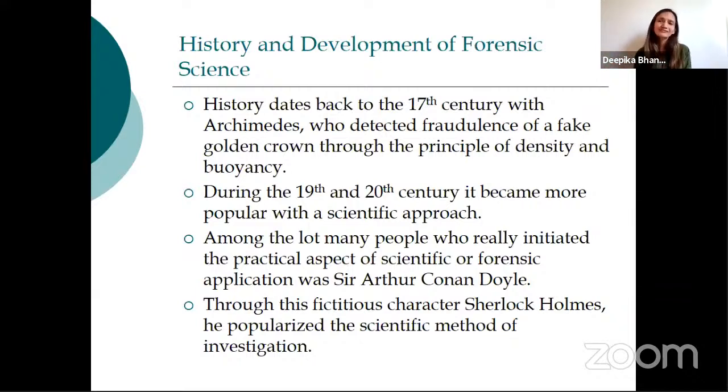So when we talk about need and scope, when do we come to know about the scope of any subject? When we know about the history of the subject. Whether we go for research in any subject, we always need to know its history. So how did forensic science evolve? I'll tell you a little bit about it. I won't take much time, but since I have to tell you about the scope, I need to tell you about the history also.